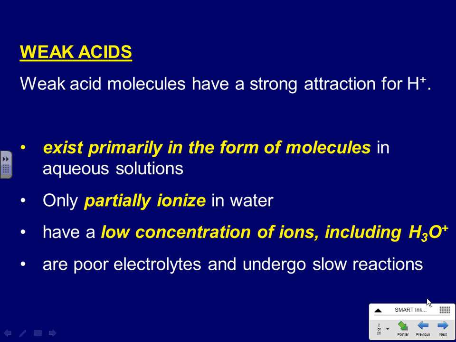Strong acids are very good at getting rid of their H pluses. They have a very weak connection to those H pluses. Weak acids are not very good at getting rid of their H pluses. If it was a game of keep away of the H plus, then weak acids are not very good players. So they don't ionize very well.